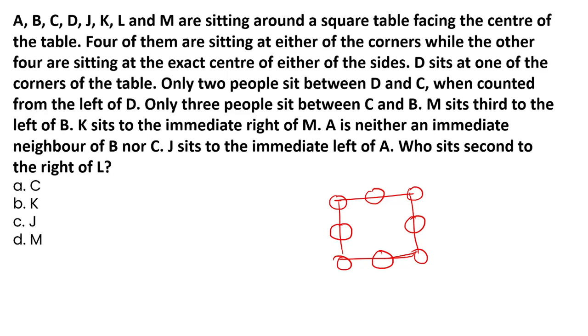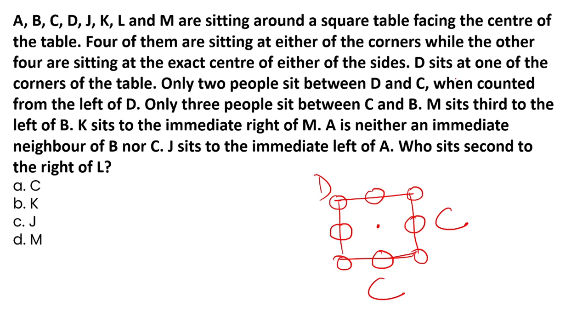They are facing toward the center. Now D sits at one of the corners of the table. Only two people sit between D and C. D and C, between them there are two people. So D here, and C can be at this position.